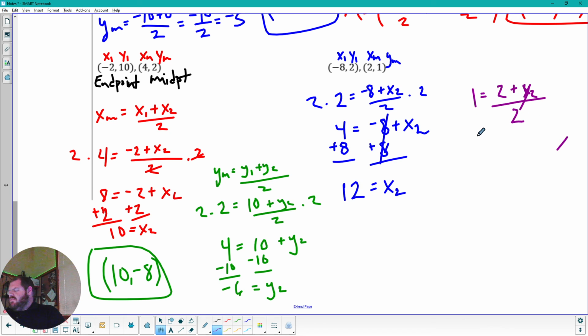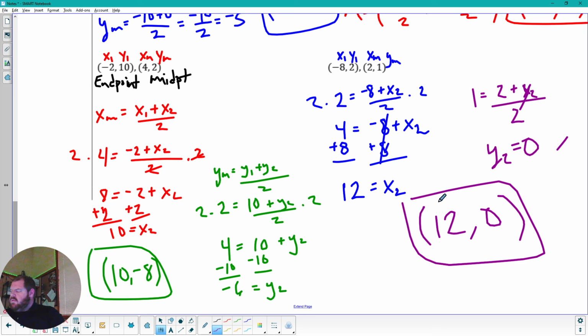Multiply it by 2. We get 2 equals 2 plus y2. Should get y2 equals 0. There we go. The missing endpoint is at 12, 0.